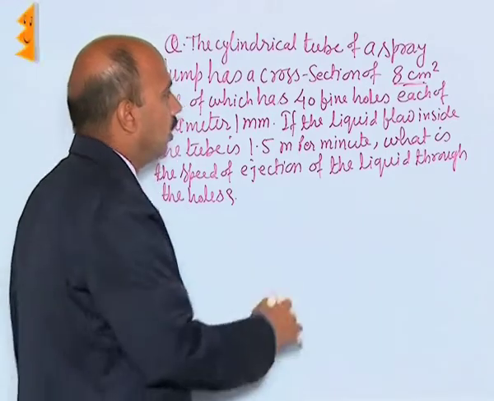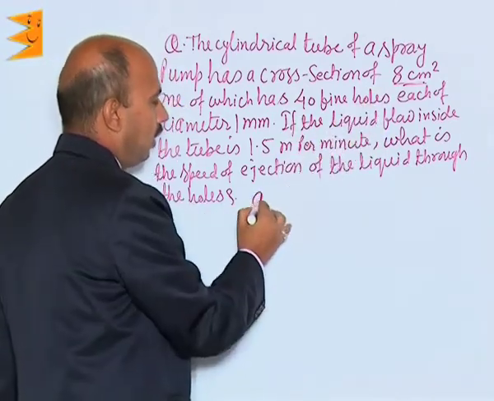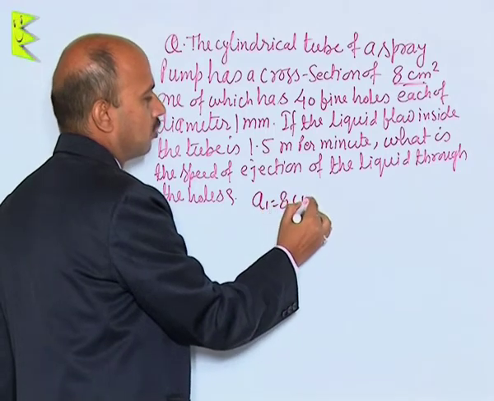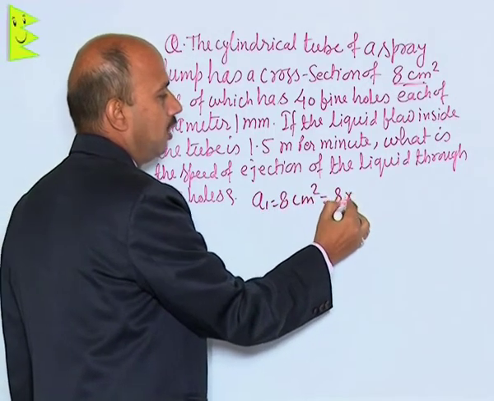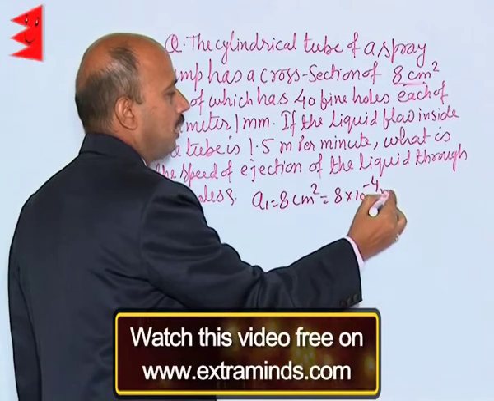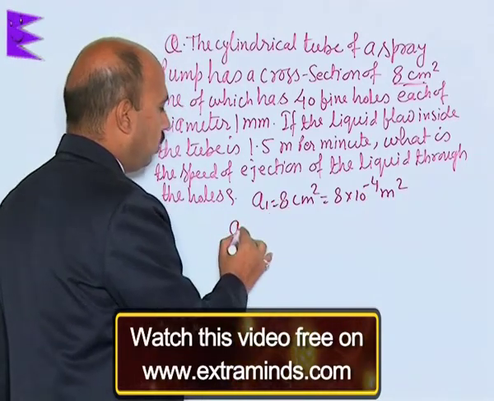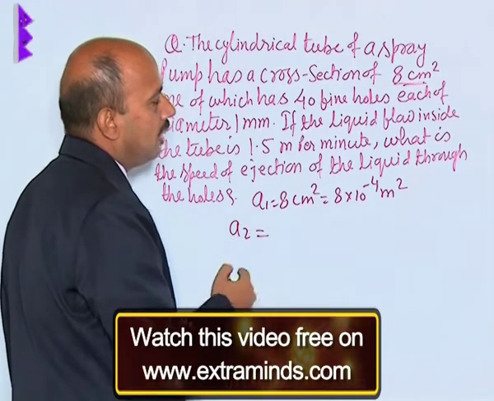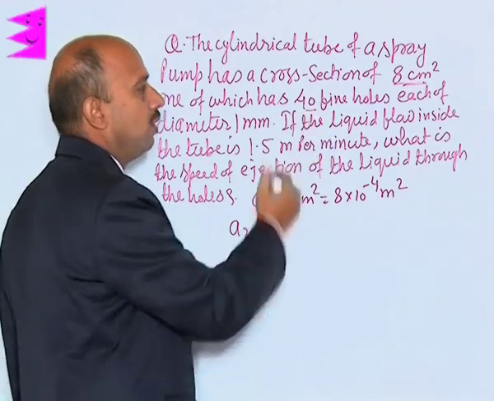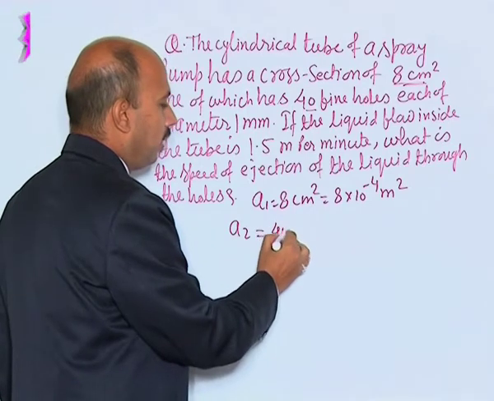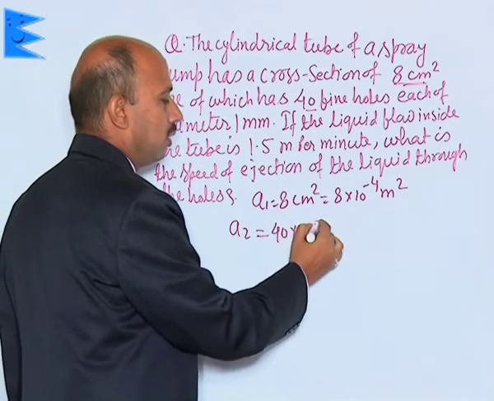through the holes. We can take first A1. A1 is equal to 8 centimeter square, that is 8 into 10 raised to power minus 4 meter square. Now we can get A2. A2 is actually the area of these 40 fine holes.